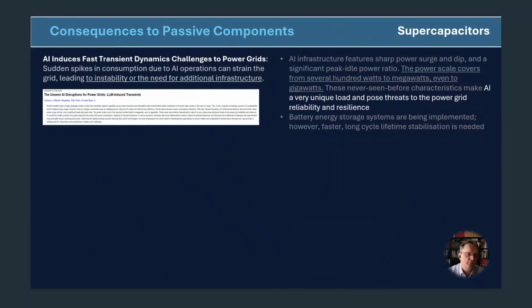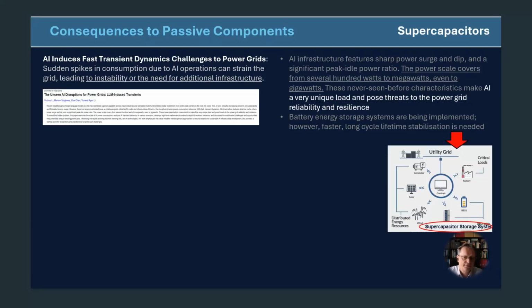There is also one impact of AI on the power grids. What was observed is sudden spikes in consumption and potential issues with instability and the need for additional infrastructure to stabilize the power grids. Because the power scale of sudden spikes can be in hundreds of watts, megawatts, even gigawatts. And this is a very unique load that has not been seen so far in power grid reliability requirements.